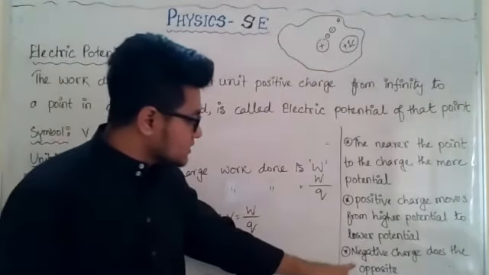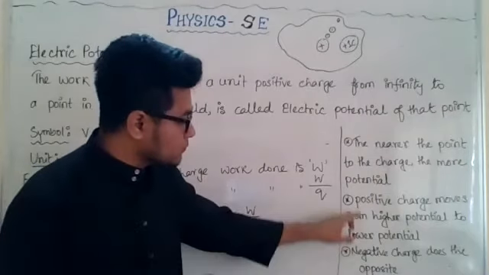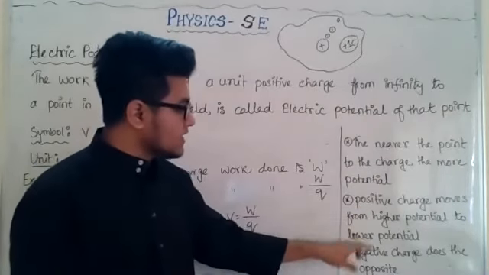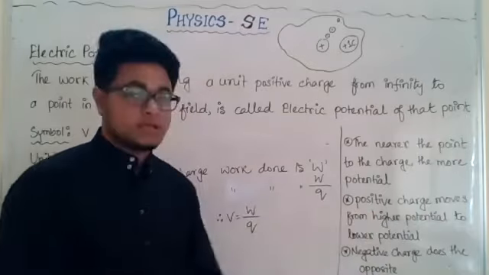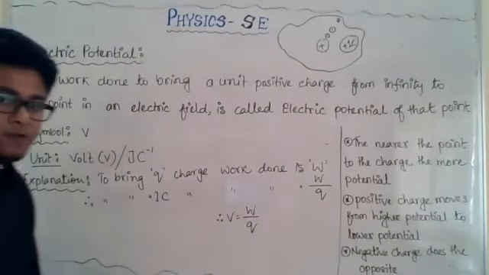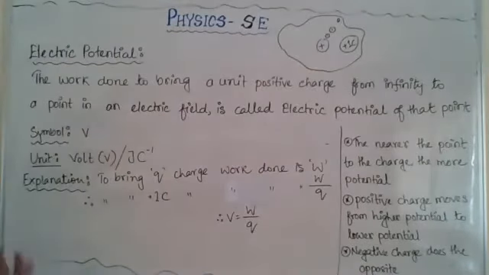So negative charges do the opposite. Opposite means positive moves from higher to lower and negative charges move from lower to higher. Do you understand this one? Okay, these are some basic concepts. You need to inject it in your blood to understand current electricity.